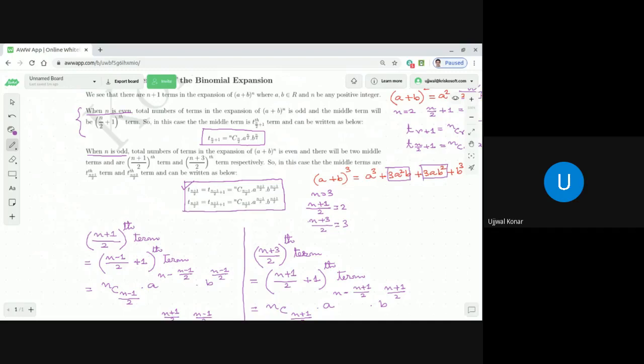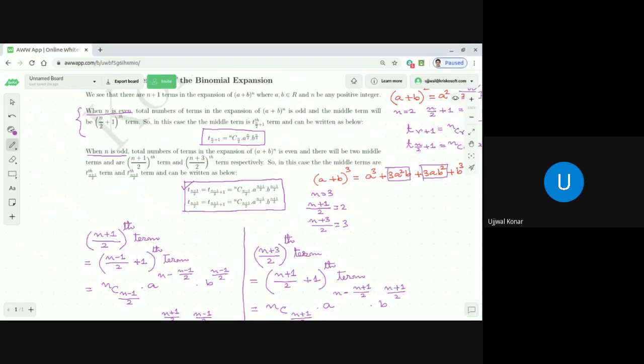And the second middle term is the n plus 3 by 2th term, that is nothing but the n plus 1 by 2 plus 1th term. Why do I express it like something plus 1? Because we know in the expansion of a plus b power n, the generic term is the r plus 1th term. And I explained yesterday why it is r plus 1, because of our convenience. And you can look into my previous lecture to understand more.